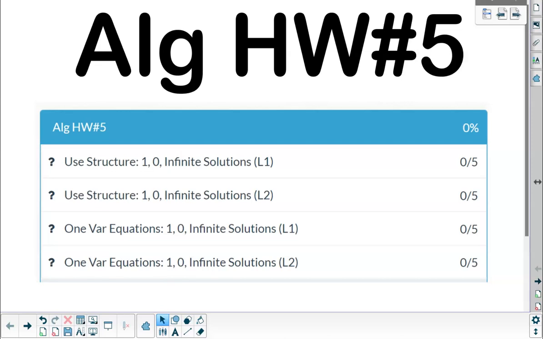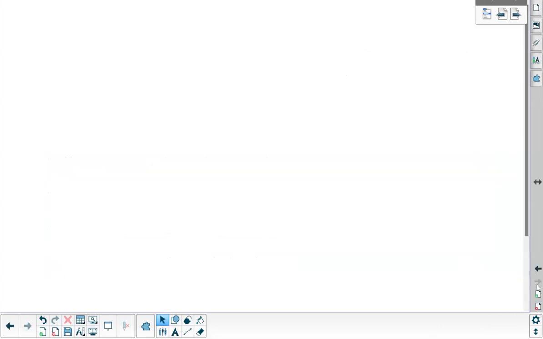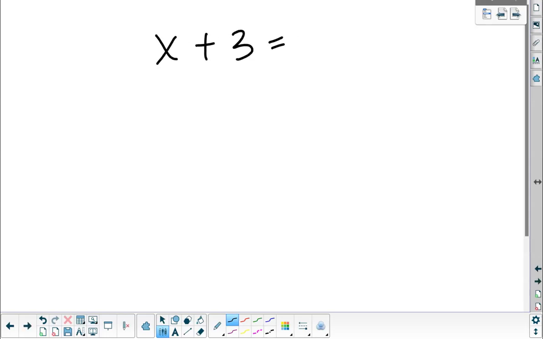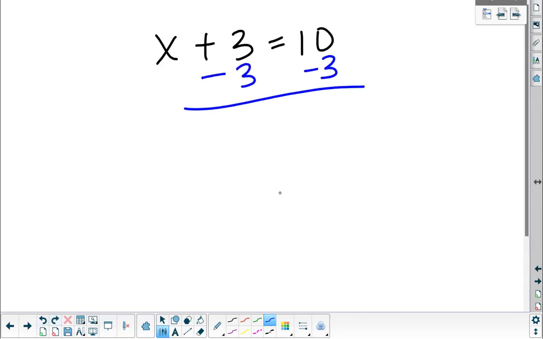In this tutorial, we'll learn how to answer the questions on homework number 5, but first, a little bit of background. So in earlier grades, you start solving equations that look like this. And you use inverse operations to isolate the variable, and you get your solution, right?